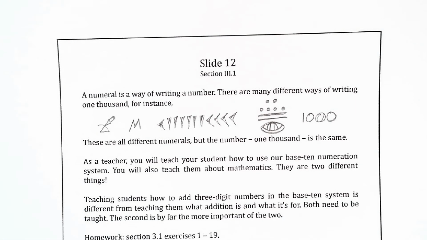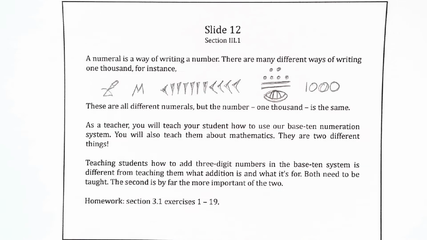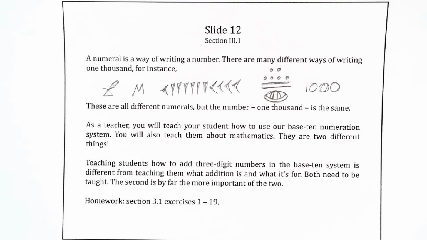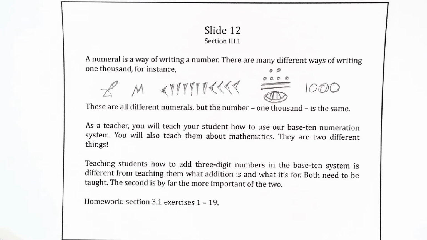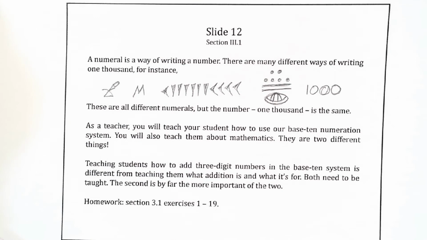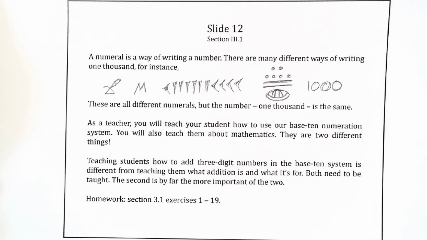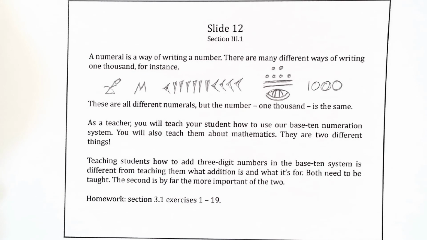Those are 5 different ways of representing the same number. They are 5 different numerals. The number 1000 is the same in each case. So that's a really important thing to understand. Numerals are different from numbers. A numeral is a way of writing down a number, but the number itself is the same. It doesn't matter how you write it down. 10 times 10 times 10 is 1000, no matter how you choose to write that down.